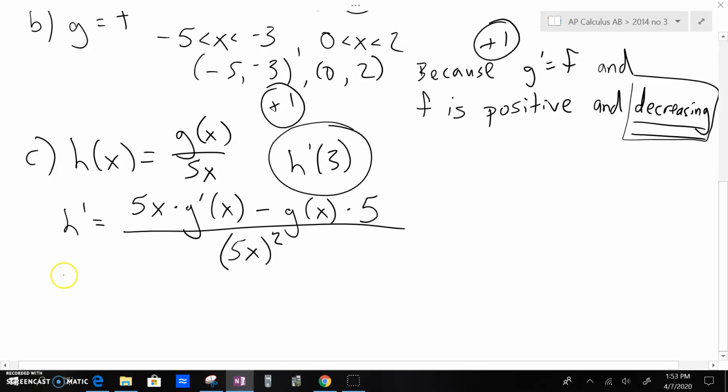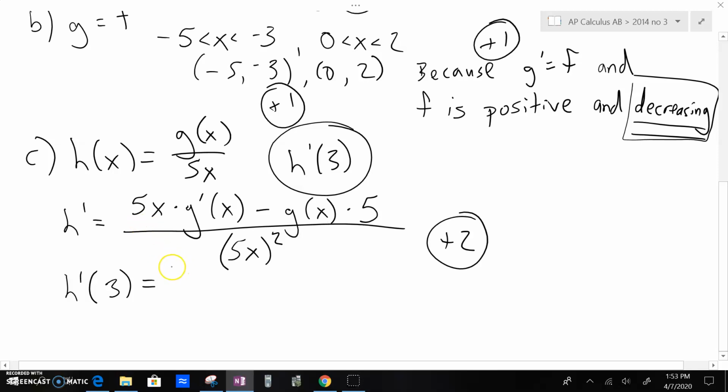You're going to plug in a 3, so what we're actually after is putting a 3 in here. But the act of taking the derivative itself gets 2 points tacked onto it. So it might seem small, but they're looking for process here. And then we're going to take 3 and plug it in.